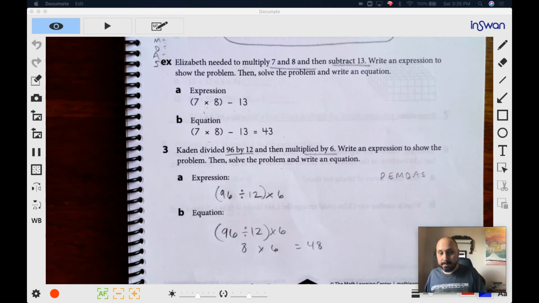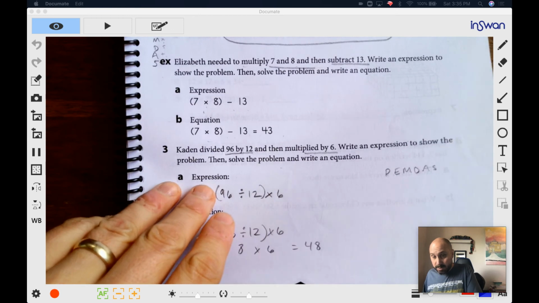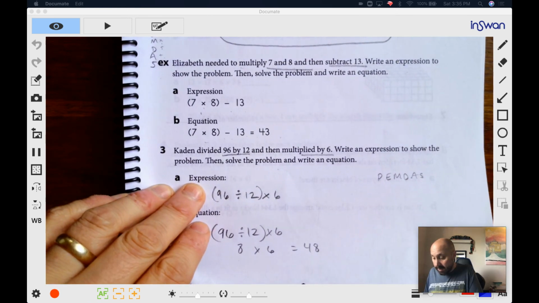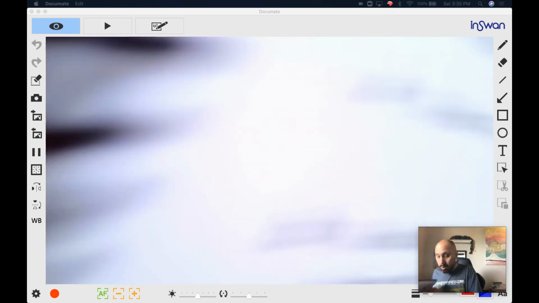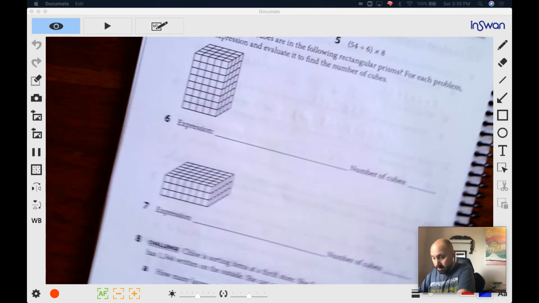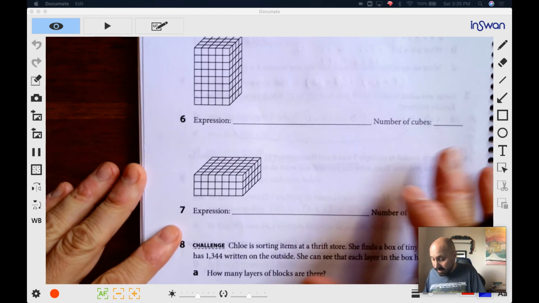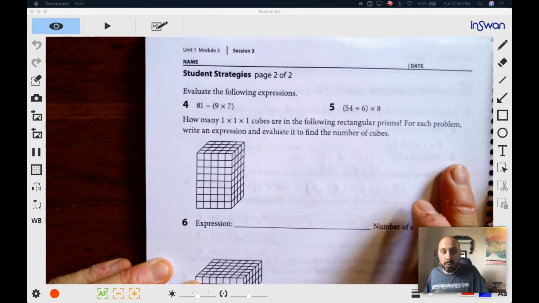All right. I'm going to move on to page 14 now. Pause if you need to work on anything from before or go back. Whoops. All right. Page 14. I'm at the top of page 14.